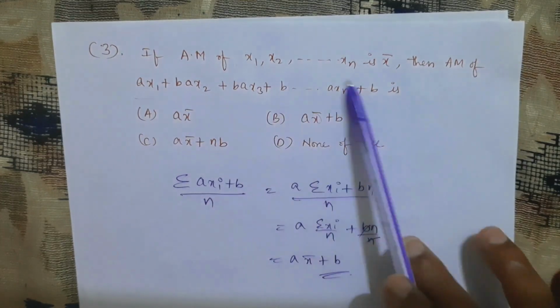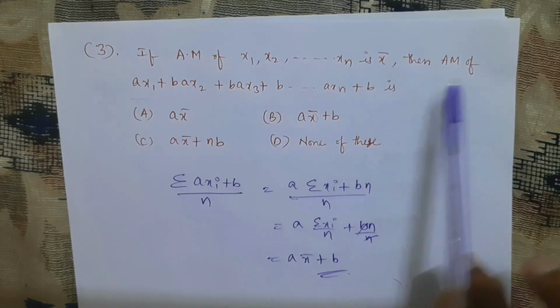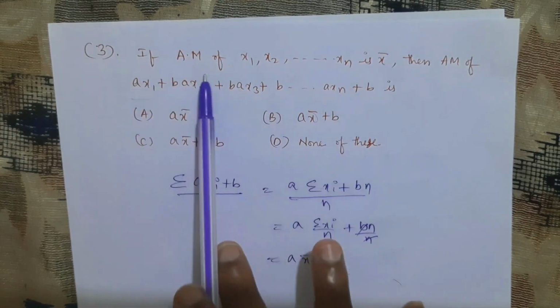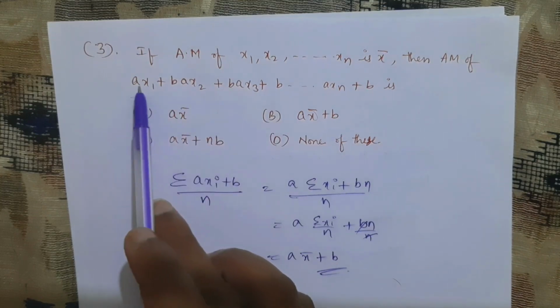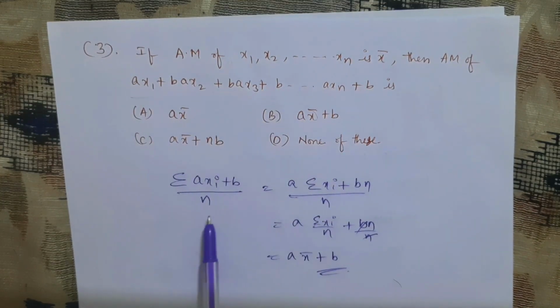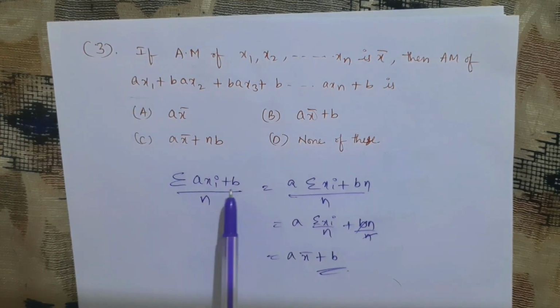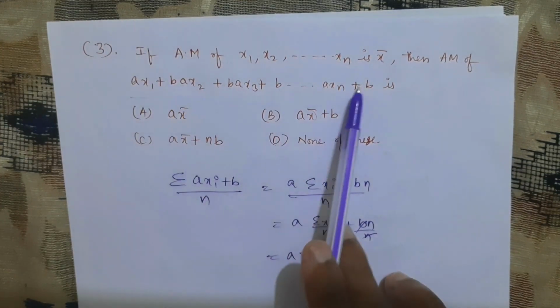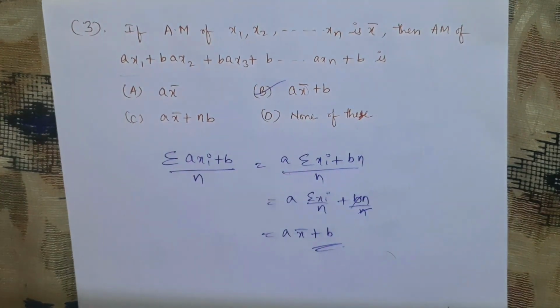AM of x1, x2 so on xn is x bar given, the arithmetic mean is given, then the arithmetic mean of all these we need to find. So for that, the arithmetic mean formula, sum of all divided by n, we know that. The sum of all is nothing but axi plus b, in this form it is there, ax1 plus b, like that. So like this we need to simplify, the option is B.